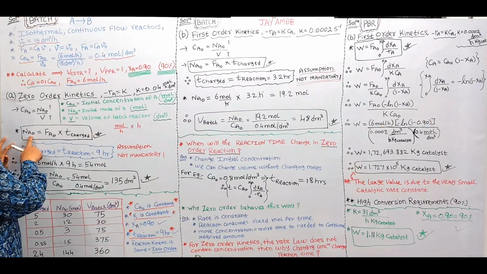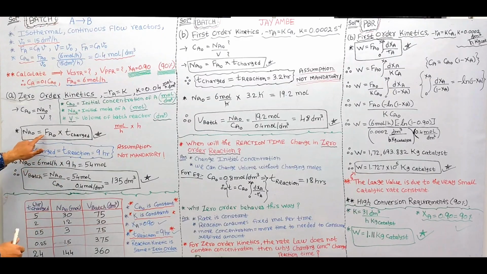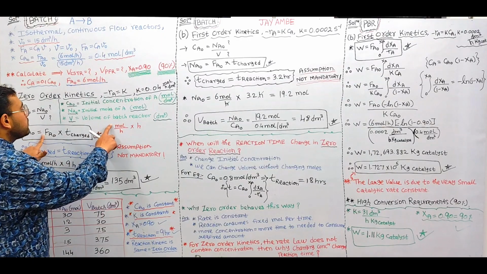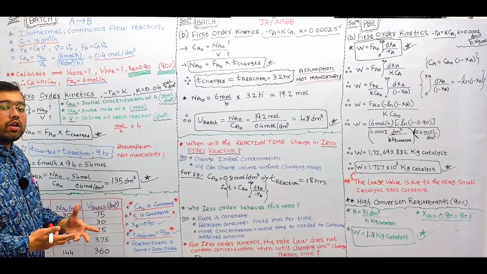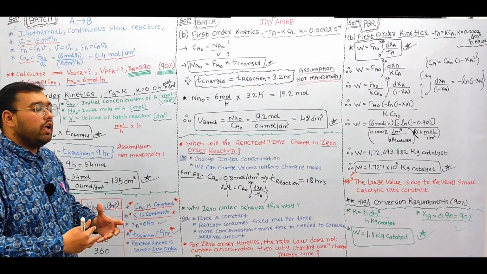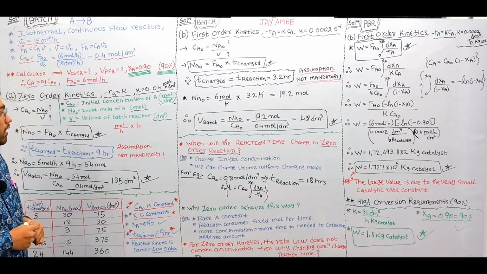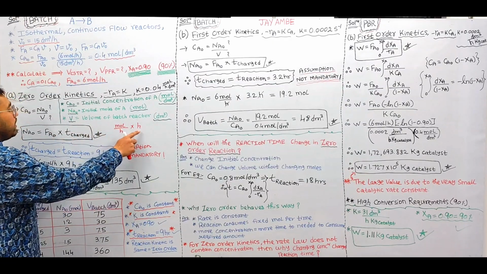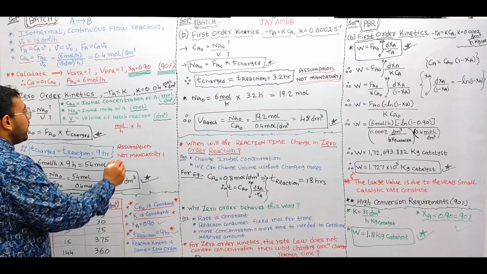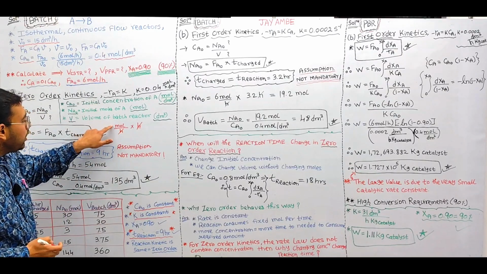So N naught can be calculated. N naught is the product of the molar flow rate and the charge time. The molar flow rate units are moles per hour, and the charge time is in hours. Charge time means how much time we are taking to fill the entire volume of the reactor. So from the numerator and denominator we can cancel out the hours, and finally we will remain with the moles.